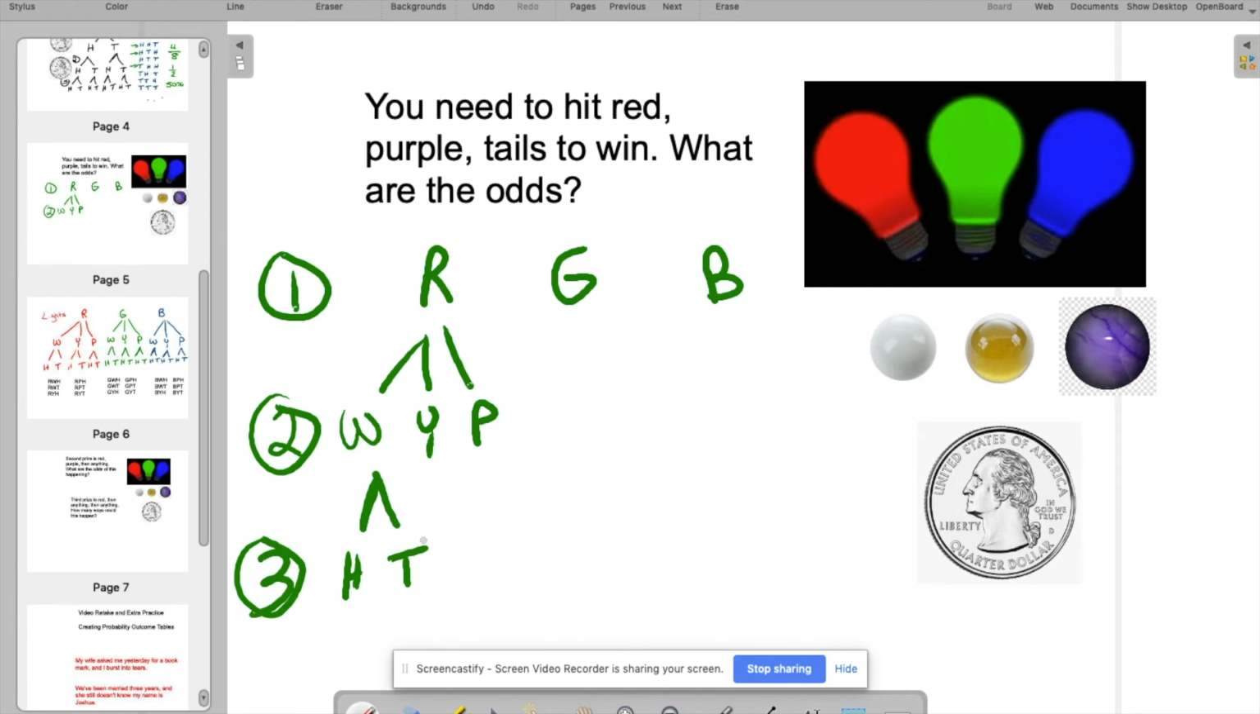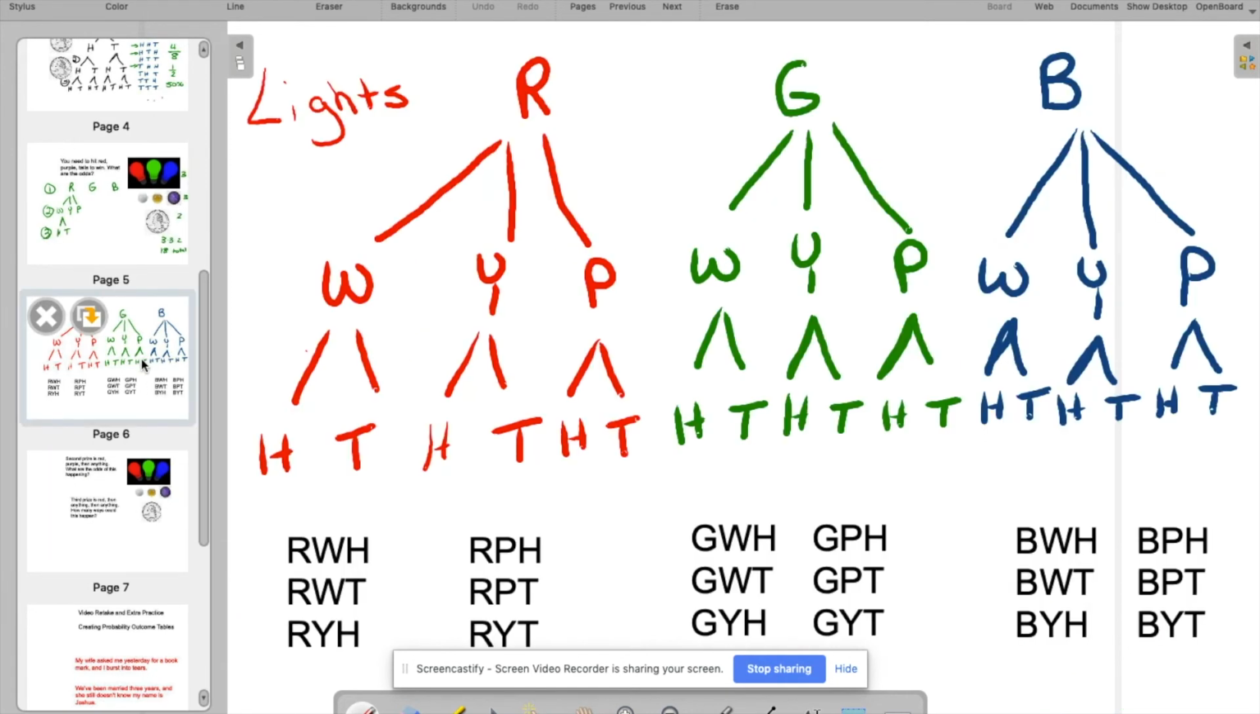So one of the tricks to figure out total outcomes is you multiply the number of total outcomes for each of the individual events. 3 times 3 is 9. 9 times 3 is 18. So there are going to be 18 total events. And to save us time, I wrote them out for us over here.